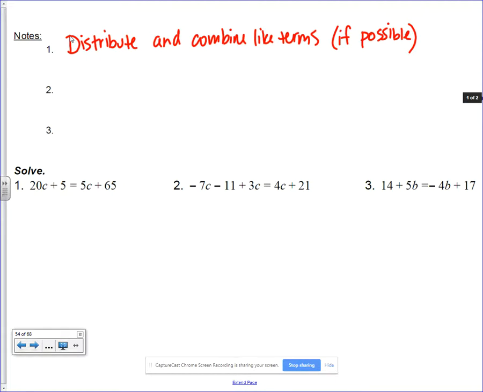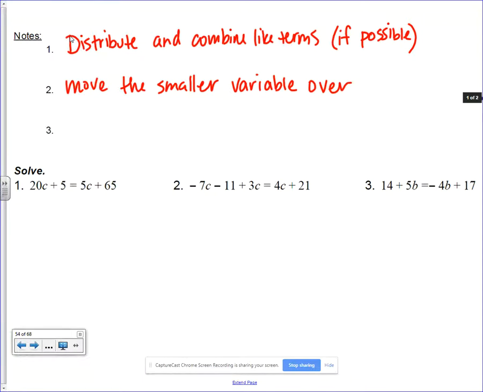Step number 2, you're going to move the smaller variable over. Move the smaller variable over. Now let's make sure we understand smaller and larger. Which one is smaller, -5 or -10? -10 is actually smaller. Remember, the bigger the negative, the smaller it is, right? The farther from 0 it is, the smaller it actually is.